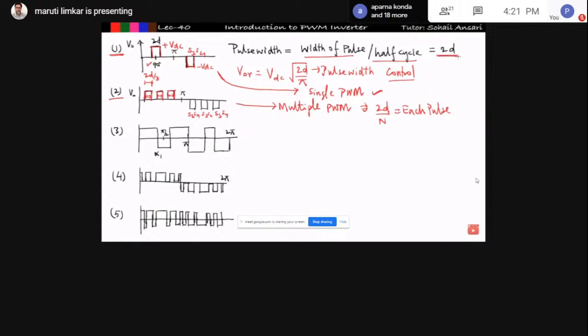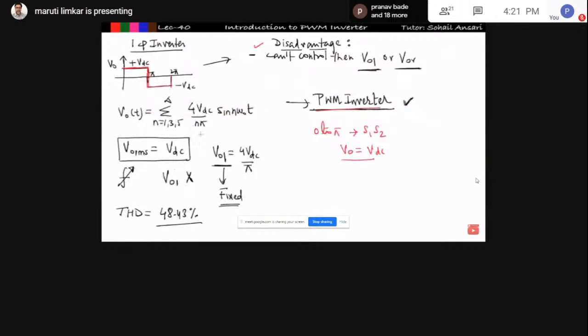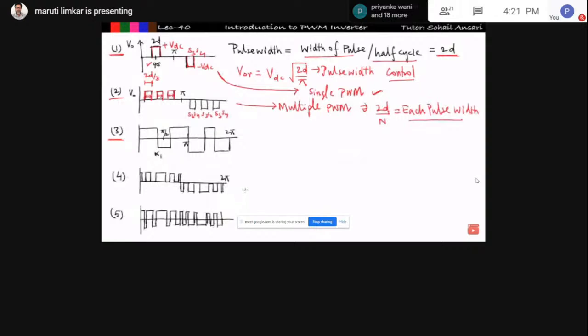So I can say if n number of pulses are generated per half cycle, then each pulse width will be equal to 2D upon n. Please keep this in mind. Now see the third case. This is also important. Why are we doing all these things? We are doing it in order to control the fundamental peak value of the output voltage or the total RMS output voltage. That is the reason we are doing this. We are turning on and turning off, or applying the PWM technique, because here we cannot control the fundamental output voltage just by switching, right? So we apply the PWM technique in order to get different pulses per half cycle.